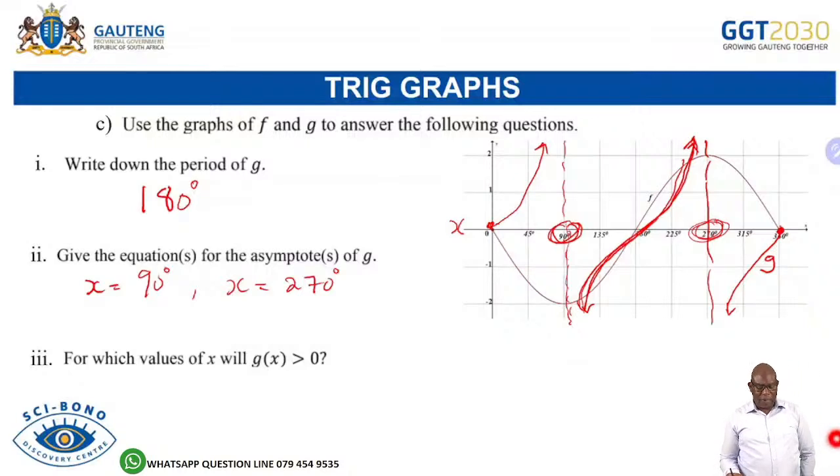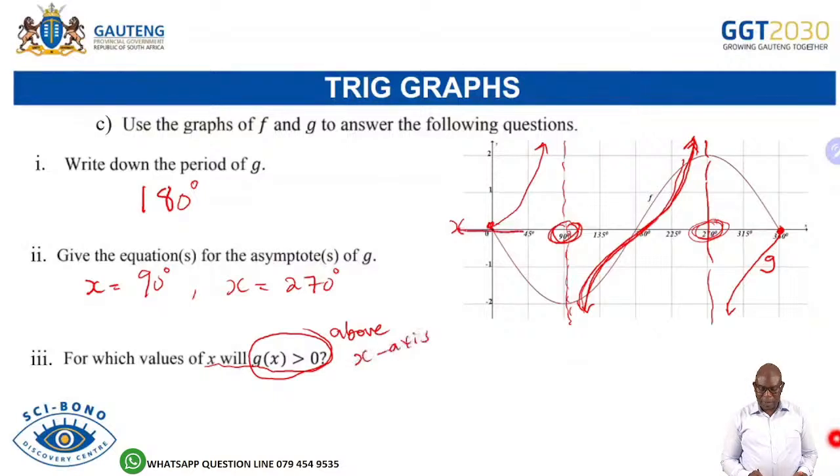Now I love the last question there, which says, for which values of x will g of x be greater than 0? I love these questions. Greater than 0, meaning that the G graph is above the x-axis. So in other words, it's above the x-axis. Here's my x-axis.